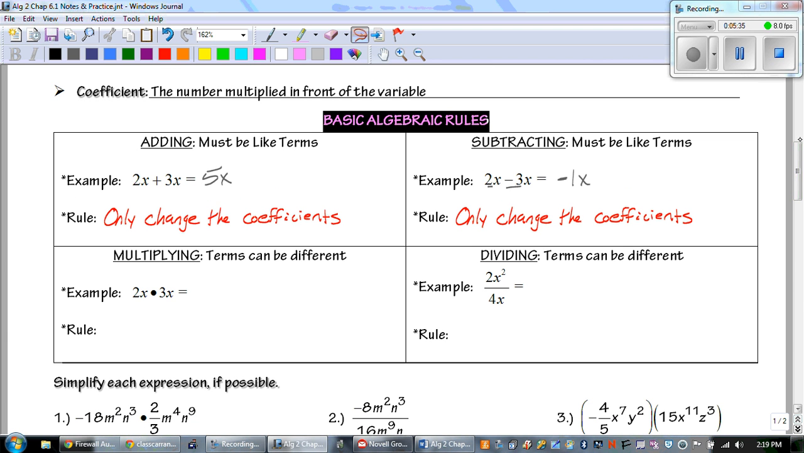Next one, multiplying. When we're multiplying, the terms can be different. That's completely fine. So now I'm going to multiply 2x times 3x. 2 times 3 is 6, and then with the x's, we get x squared. So for this one, we multiply the coefficients, and then we add exponents of same variables.